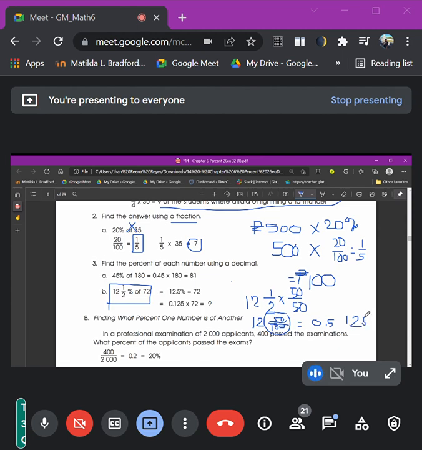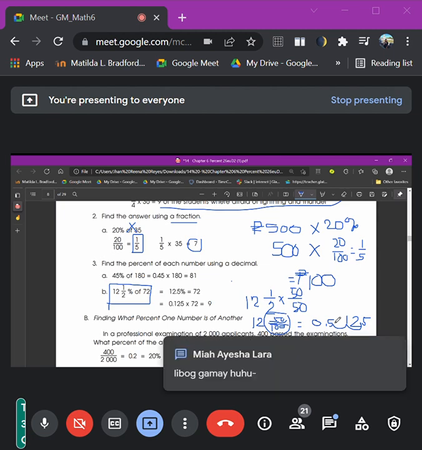Okay? 12.5. So, we didn't stop here. And then we said, into percentage also, since the 12 is part of the percentage. So, you move 2 places again. Okay? You can move 2 places there. Did you get it? Or are you still confused? I'm a bit confused. Okay. Sige, where are you confused?